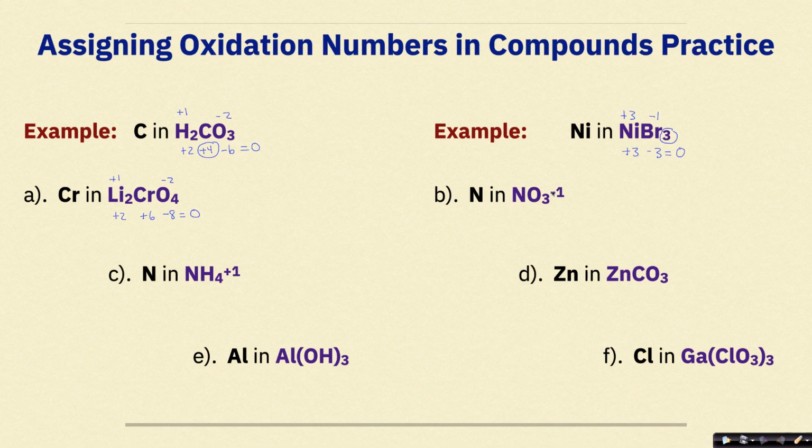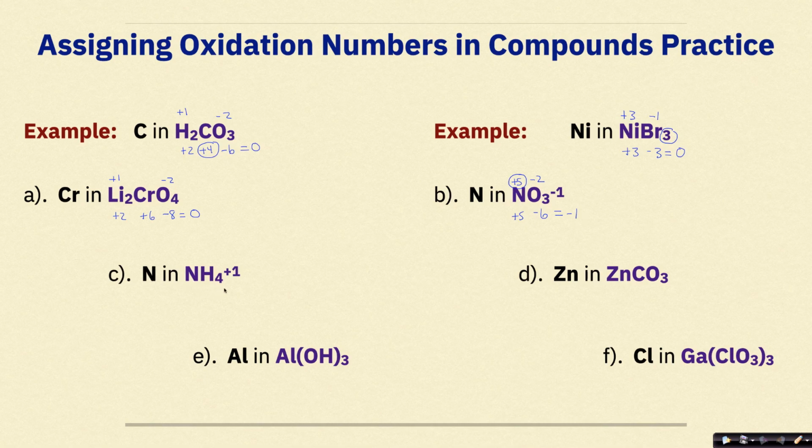Nitrogen in NO3 minus 1. Now be careful here. Nitrogen has a bunch of oxidation numbers. We'll start out with oxygen, which we know is going to be negative 2. Negative 2 times 3 gives us negative 6. Here we have a polyatomic ion, so it's not going to be electrically neutral. Instead, it's all going to be equal to negative 1, which means the nitrogen has to be plus 5, because plus 5 minus 6 gives us negative 1.